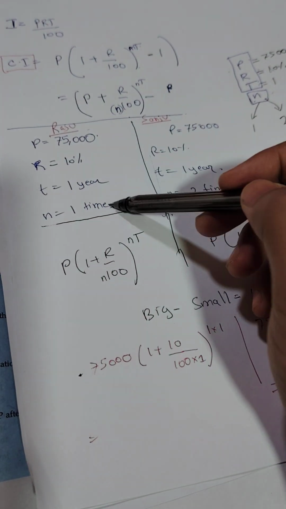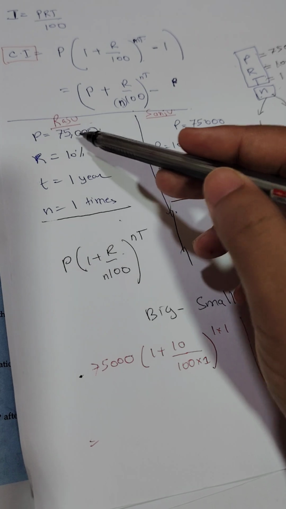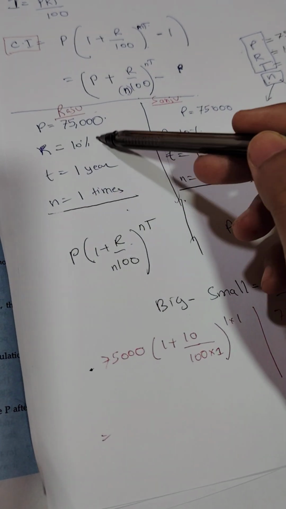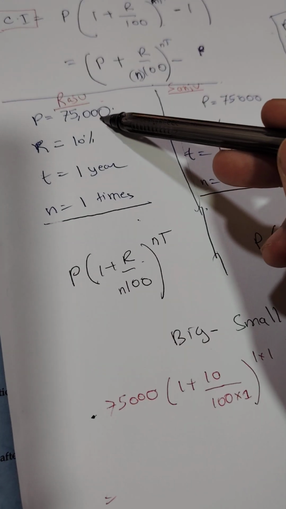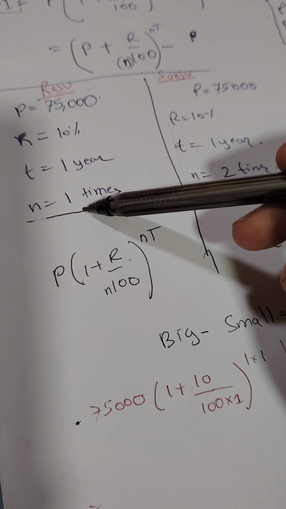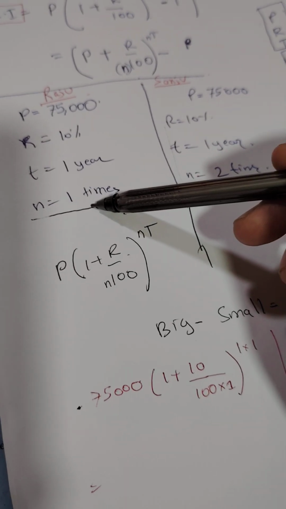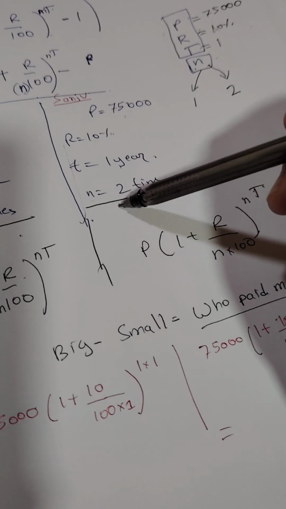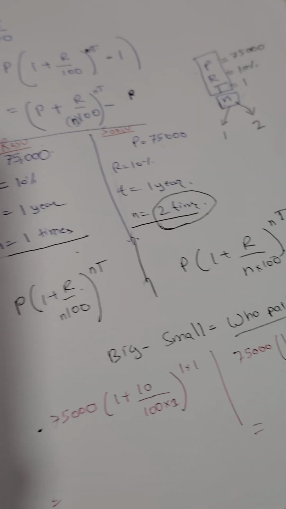You will do Raju's calculation. Raju's interest amount will be how much? So you write P, R, T, N, exactly like what I did. Raju's principal amount is 75,000, rate is 10%, time is 1 year, and the number of times he will pay in a year is 1. Sanju also took 75,000 at 10% for 1 year, but Sanju's payment is 2 times a year.